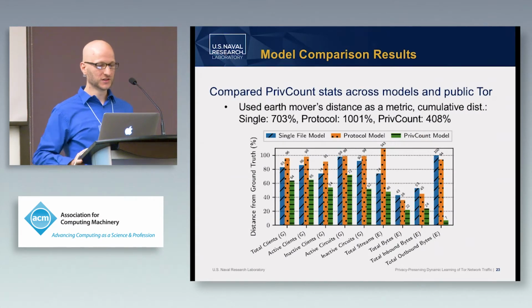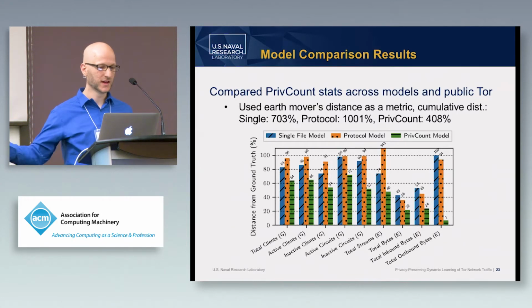So this graph shows a comparison of our different models. To compare these, we looked at the statistics. The x-axis here shows a variety of statistics that we measured in the live Tor network, and the y-axis shows the distance, which is the Earth mover's distance, which we used as a metric for closeness. As you can see, across all of the single statistics that we measured, the PrivCount model is actually closest. Ideally, we would be at 0.